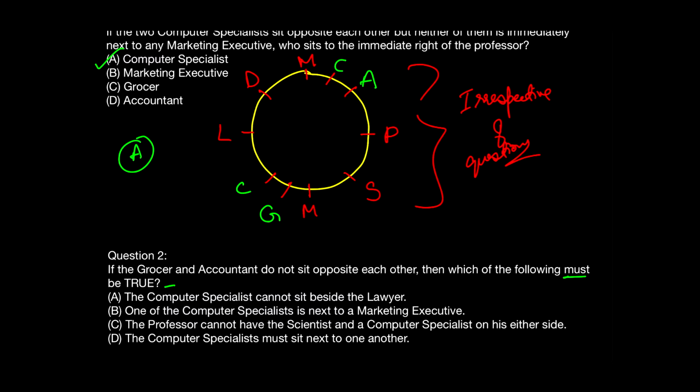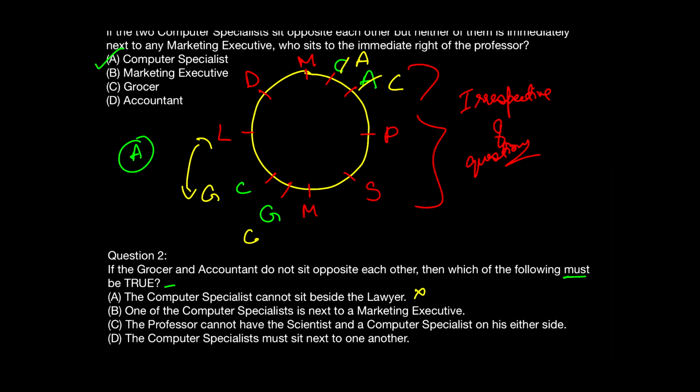Now see, this is not must be true, because if I take another condition where I'll be taking G here and C here, and then again A here and C here, this condition will not be satisfied. The computer specialist cannot sit beside the lawyer can be true, or cannot be true, in both the cases. So that means this is not the answer.